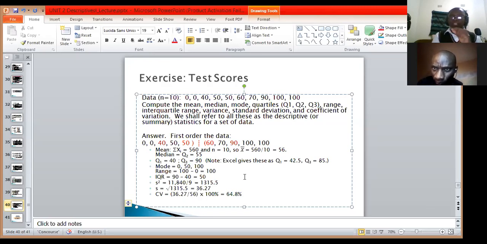Then let's find our upper quartile. Our upper quartile is the median in the second part. Our median is here, 90, which is also the third observation from the end or from the beginning. So our interquartile range is the upper quartile, which is 90, minus the lower quartile, which is 40.